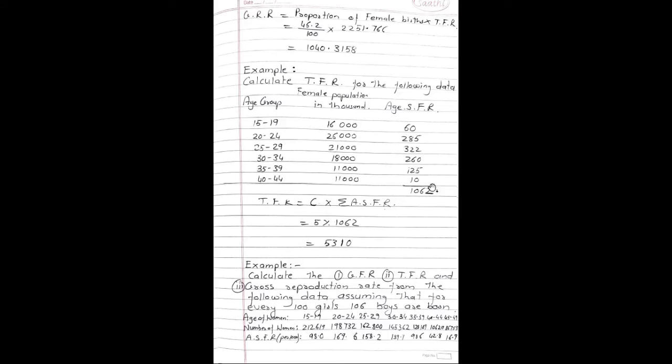We have to take the total of age specific fertility rate and multiply by class width, which is nothing but 5. So ASFR total becomes 60 plus 285 plus 322 plus 260 plus 125 plus 10. So answer is 1062. So TFR is equal to C into summation ASFR, which is equal to 5 into 1062. The answer is 5310.